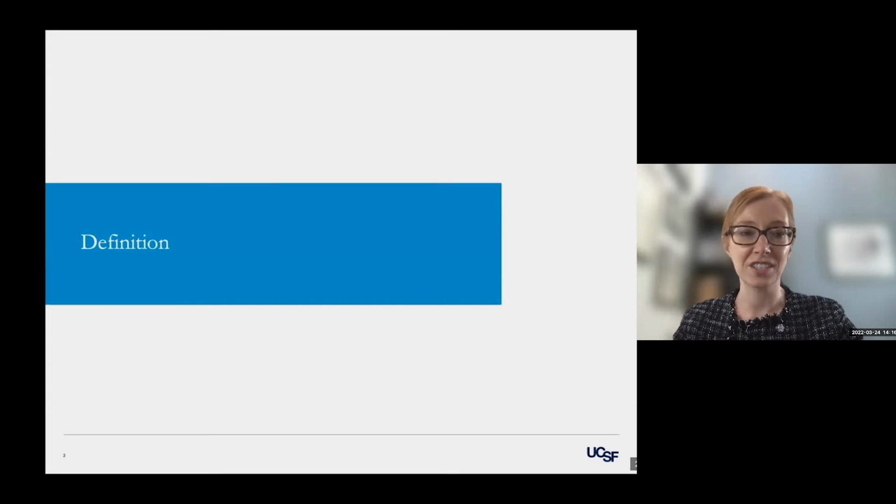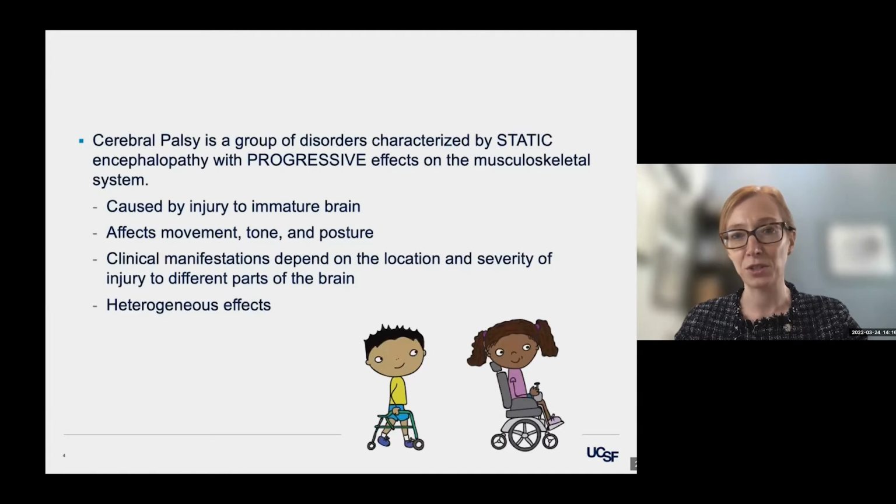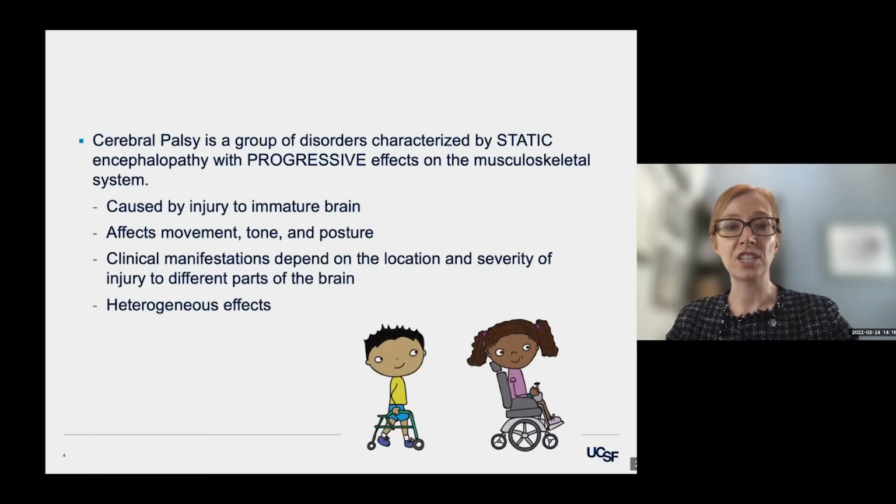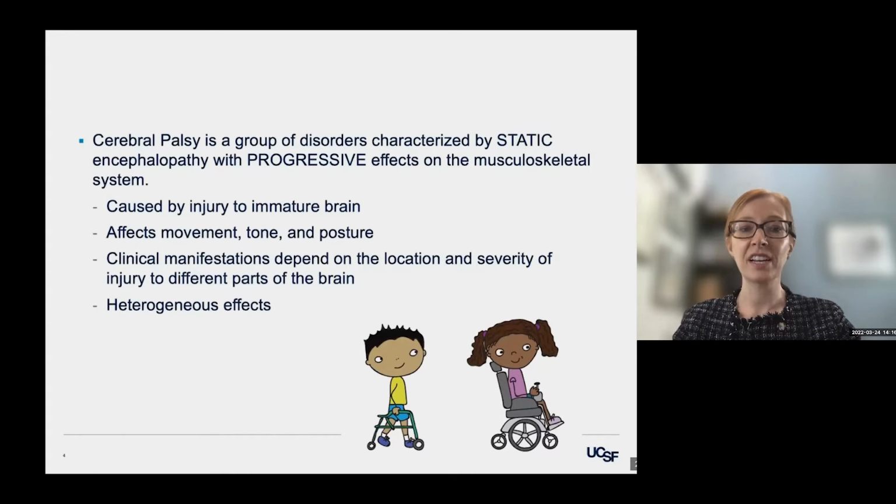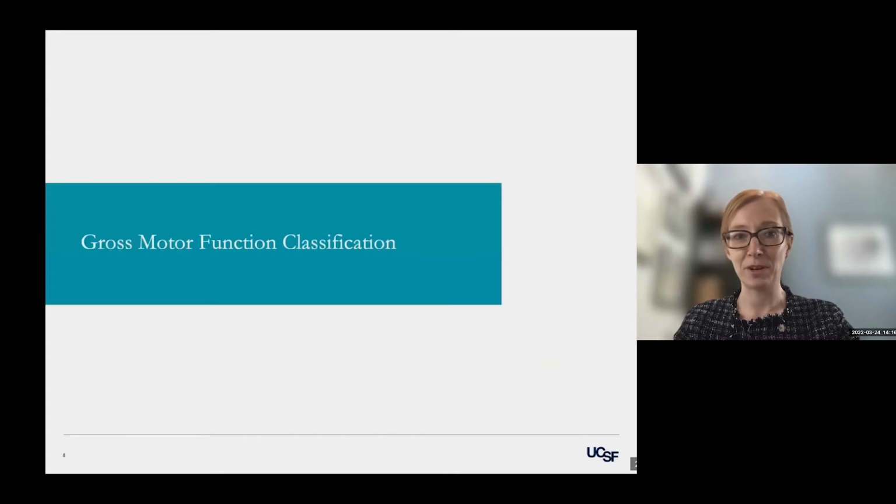So first, just to start with a definition of cerebral palsy, sort of how we see it as orthopedists. This is a group of disorders characterized by a static encephalopathy, but with progressive effects on the musculoskeletal system. It's caused by an injury to an immature brain. It affects movement, tone, and posture. The clinical manifestations depend on the location and severity of injury to different parts of the brain and have really heterogeneous effects on different people.